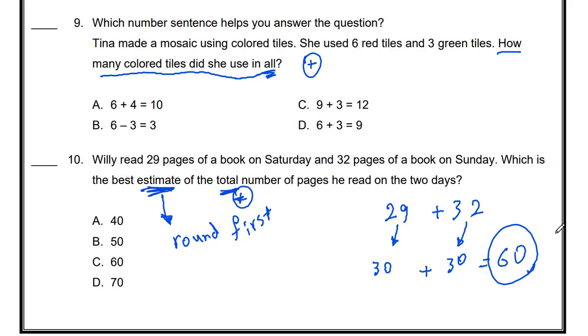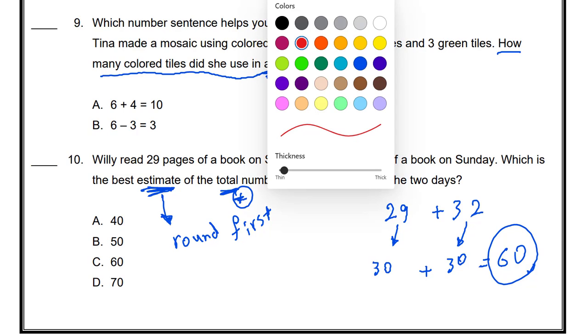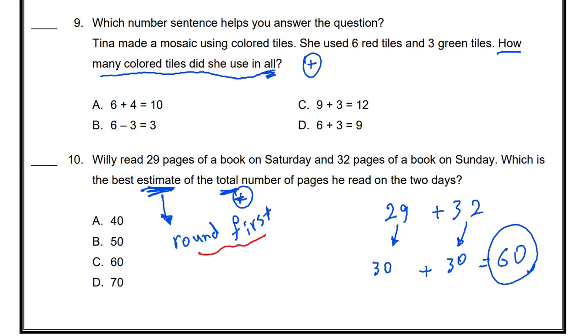You mean the answer? The answer is 60. As you see here, we start with rounding, so we round the two numbers. This is the first number, 29. Question number 10: 29 will be 30 to the nearest 10, and 32 will be 30 to the nearest 10. So the answer will be 60.